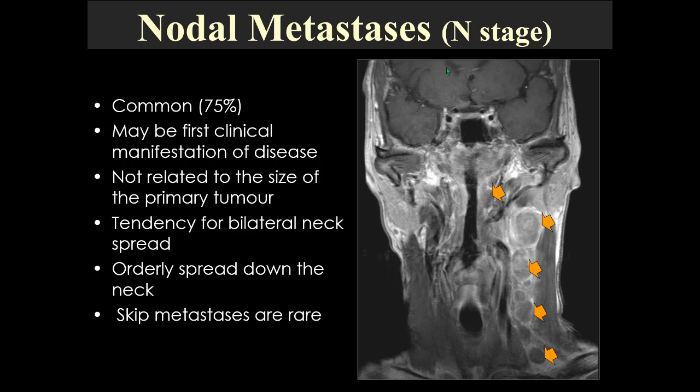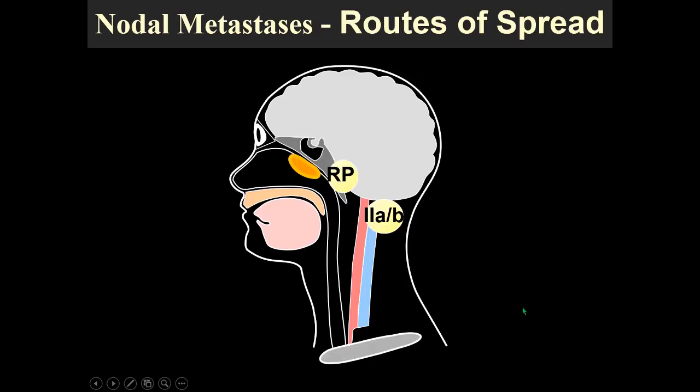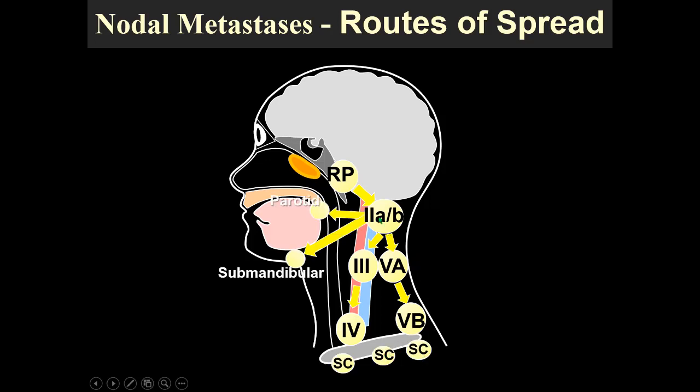There's a tendency for bilateral neck spread, and there's usually orderly spread down the neck, and skip metastases are rare. So this is usually the route. Retropharyngeal is often the first echelon. Sometimes it bypasses those, probably going down that prevertebral region where there are lymphatics to the upper internal jugular chain. From there it goes down the internal jugular chain or down the posterior triangle to the supraclavicular fossa. Spread to the parotid and the submandibular is much rarer, and it tends to be seen when there's very bulky disease here in the upper neck.